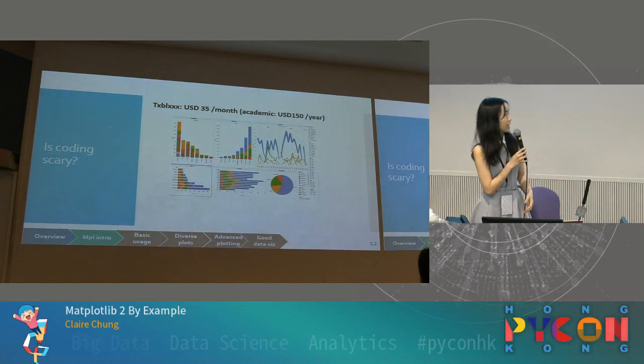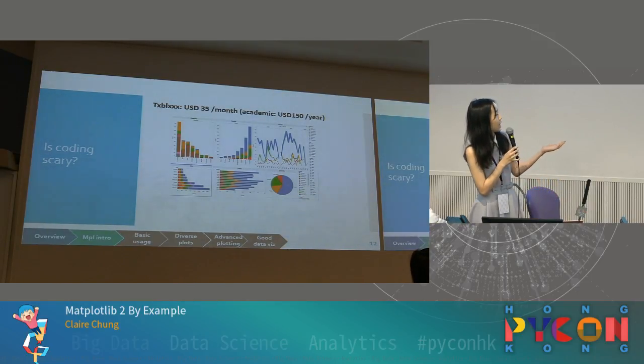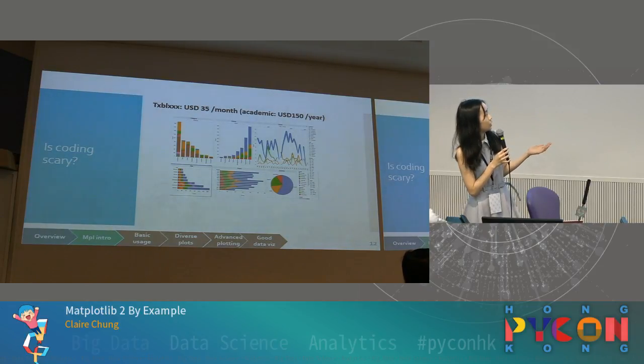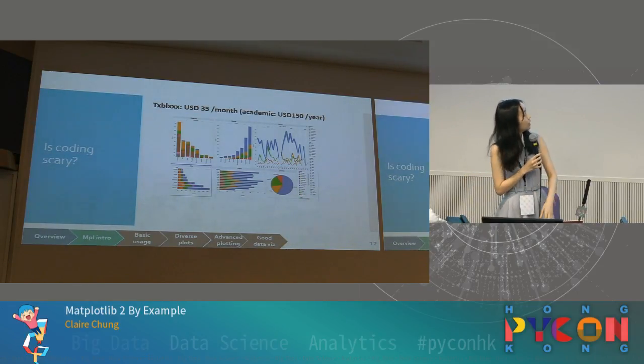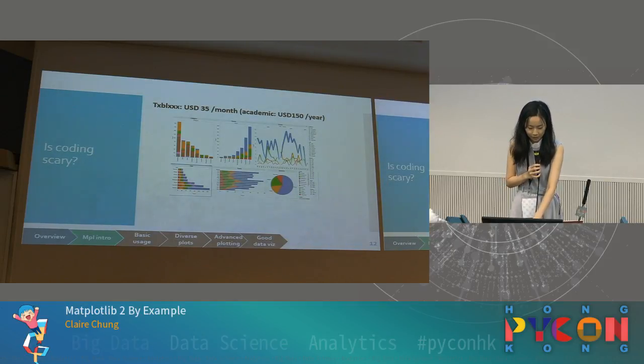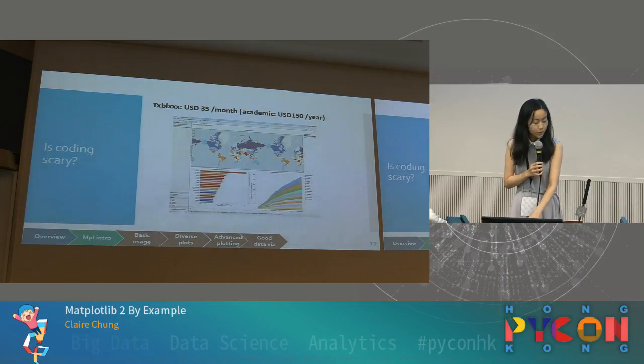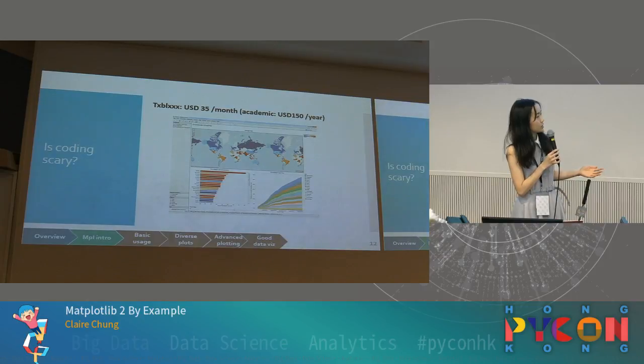And this is just another example. You can draw stacked bars, and that costs like $35 per month, which is a bit ridiculous to me. Well, yes, it draws better plots than Prism, I think. It draws some geographical data. But is this that impossible?